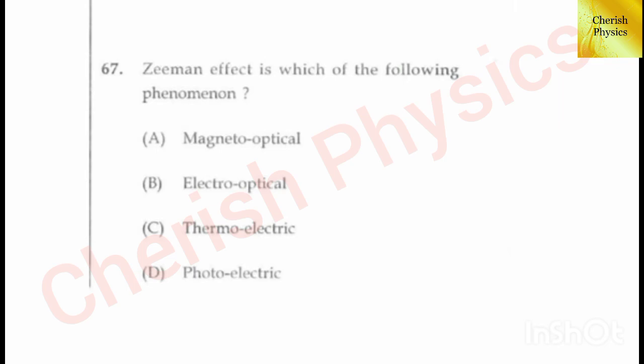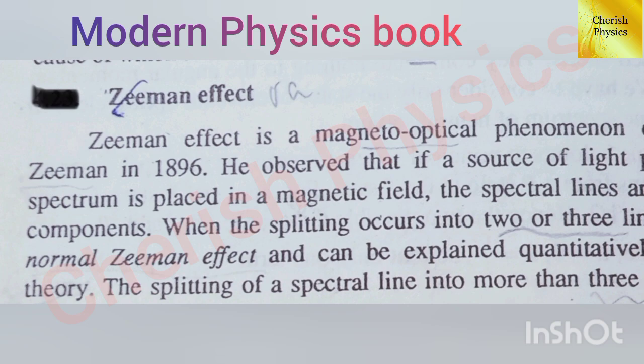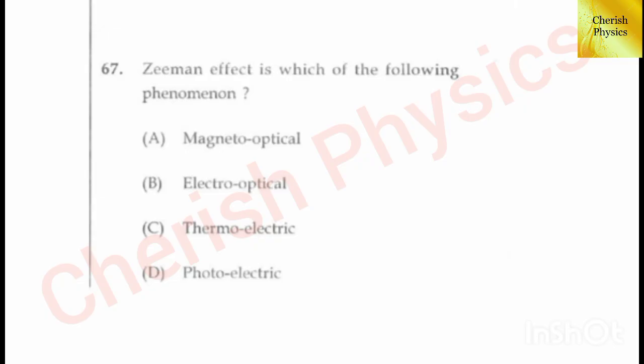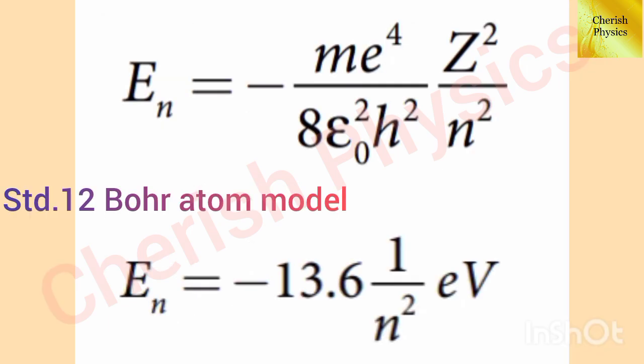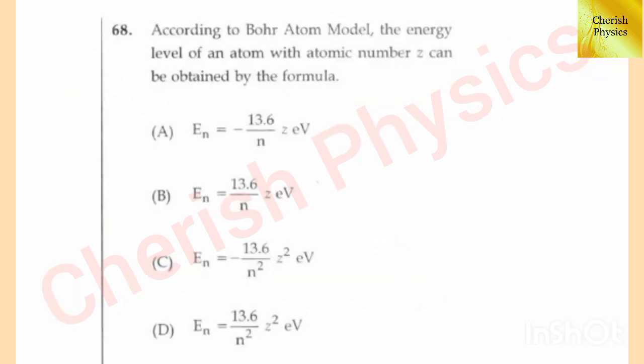17th question. Zeeman effect is which of the following phenomena? The answer is option A. Magneto-optical phenomena. 18th question. According to Bohr atom model, the energy level of an atom with atomic number Z can be obtained by the formula. The answer is option C. En equal to minus 13.6 divided by n squared into Z squared electron volt.